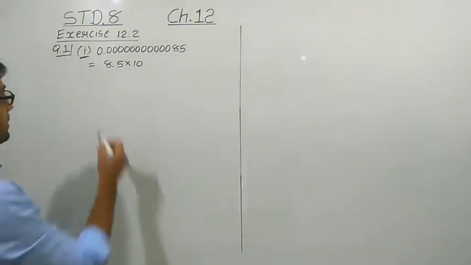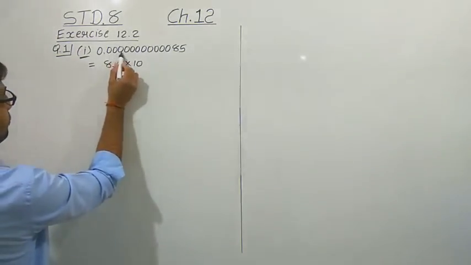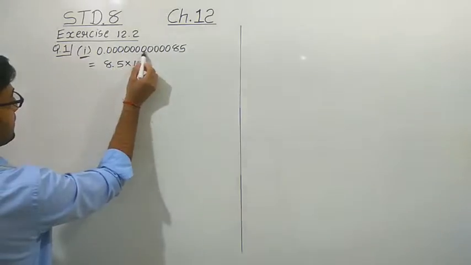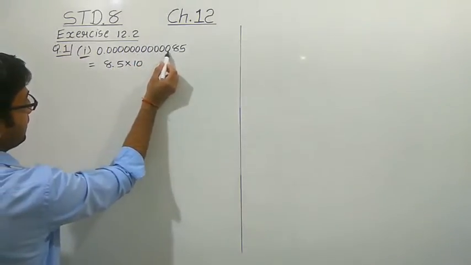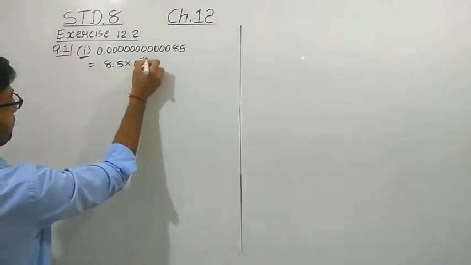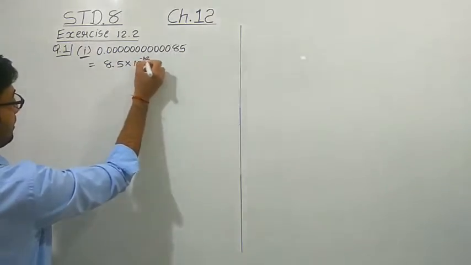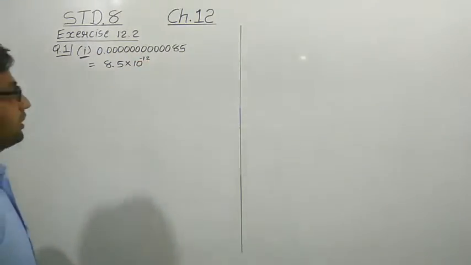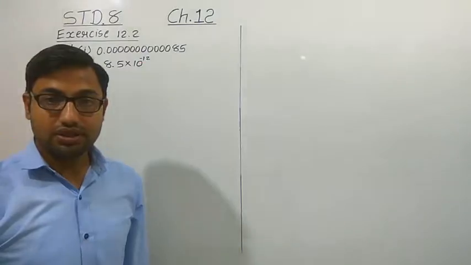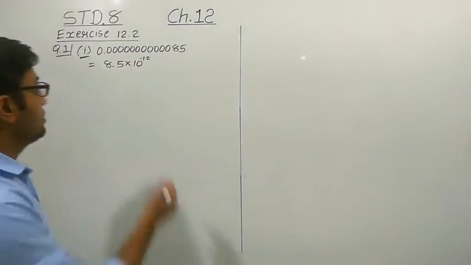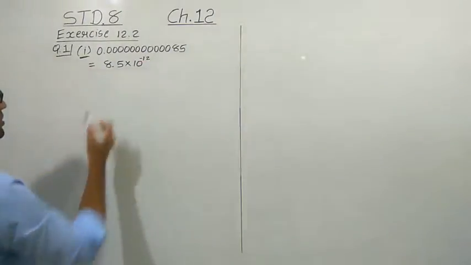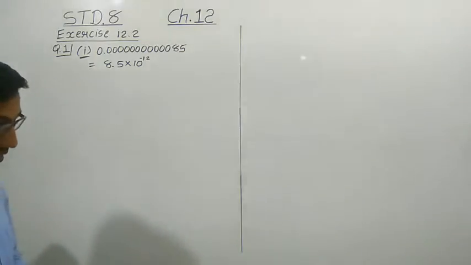Now how many places are we shifting? See, 1, 2, 3, 4, 5, 6, 7, 8, 9, 10, 11 and 12. So here we have to take minus 12. 8.5 into 10 raised to minus 12. Now it is easy to remember, right? Instead of the long number, we can write this, because both have the same value.